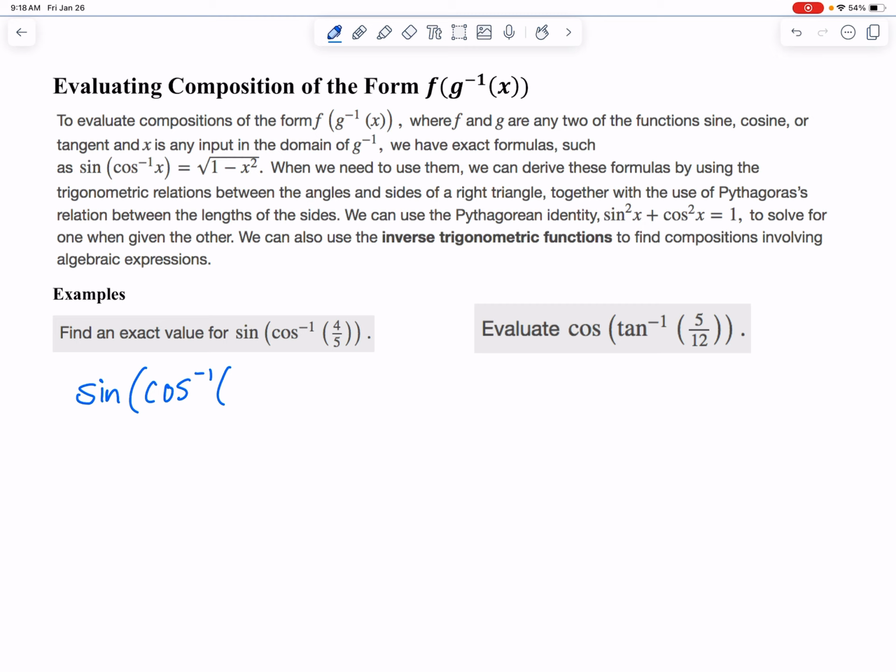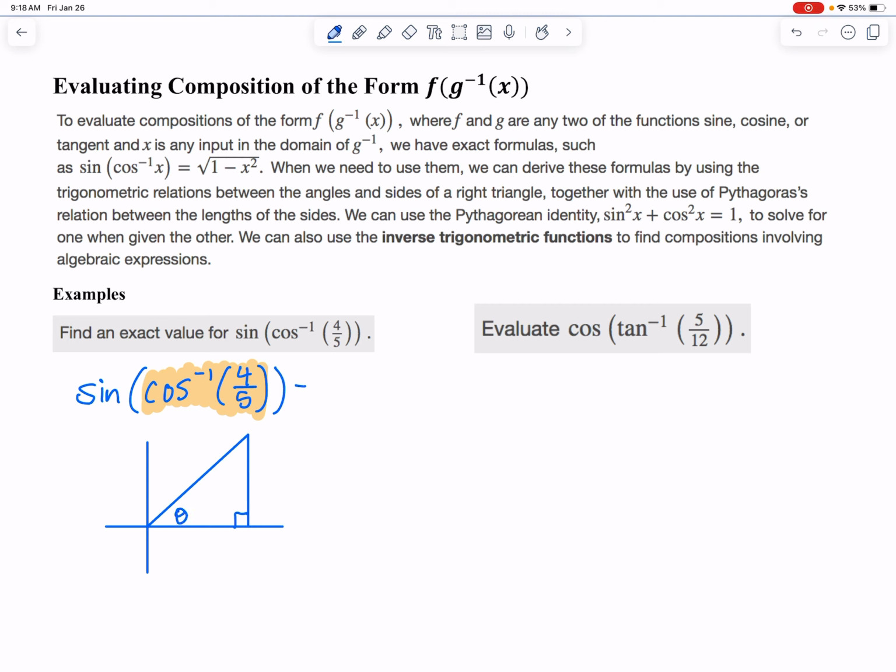First thing we're going to focus on is just that inside, just like in the last ones. Let's focus here first. I know that this is a cosine inverse, so I can go ahead and make a triangle here in the first quadrant. I know it's in the first quadrant because 4 over 5 is positive. I'm going to draw my triangle. This is going to help me figure these out. I have a right triangle there, and then I'm going to put a theta here.